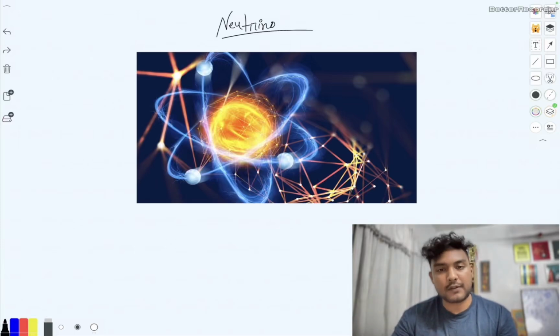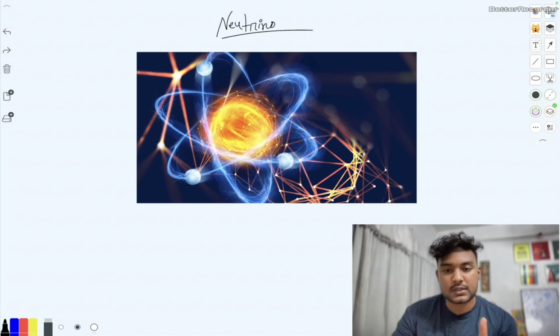Do you know millions of hypothetical particles are penetrating us continuously? Actually, the sun creates an enormous amount of neutrinos continuously, and those hypothetical particles, the neutrino particles, are penetrating us continuously. So let's learn about the neutrinos.